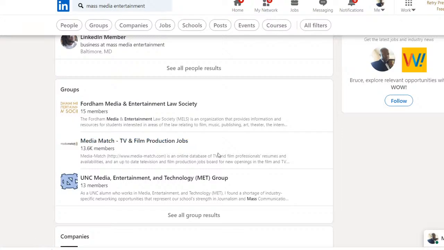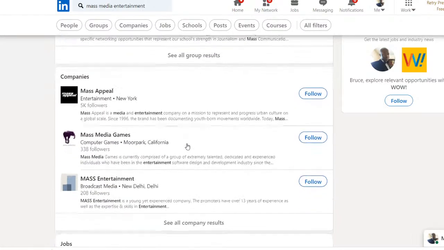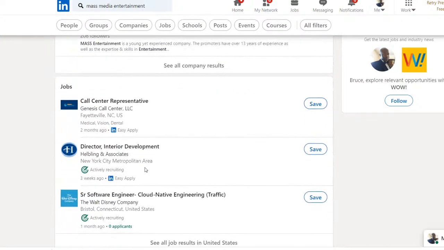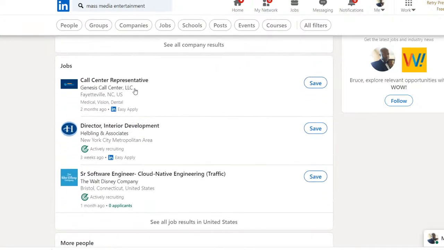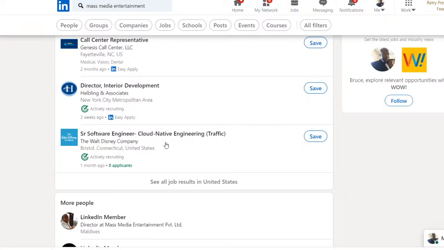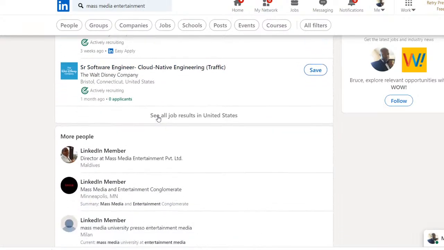Film industry, film production. I'm looking for what kinds of things they're looking for, the kinds of jobs that are out there that seem hot. Call center representative, director of interior. So this is telling me information right here. It's telling me what their needs are, what needs are out there as far as jobs.